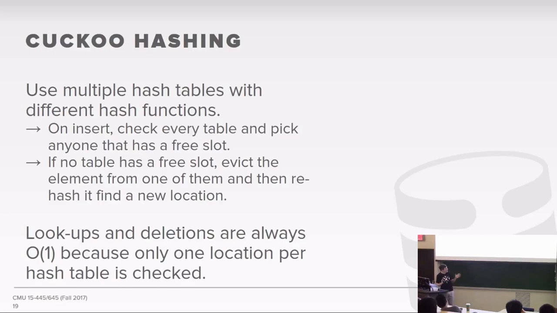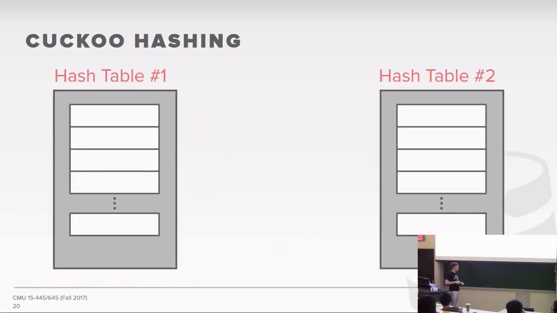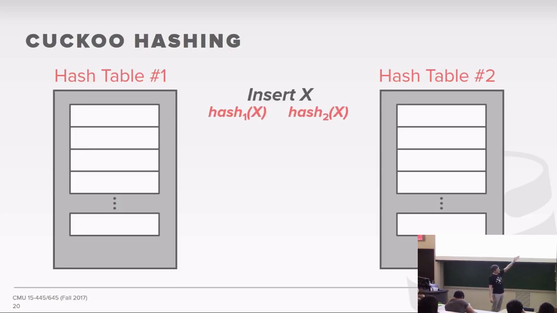All right, again, I have two hash tables. They're going to have two separate hash functions. So the first thing I want to do is insert x. And so I'll hash it with both my hash functions, hash 1, hash 2, and they land on different locations in these different hash tables. And then I'll flip a coin and pick the first one to store my value.